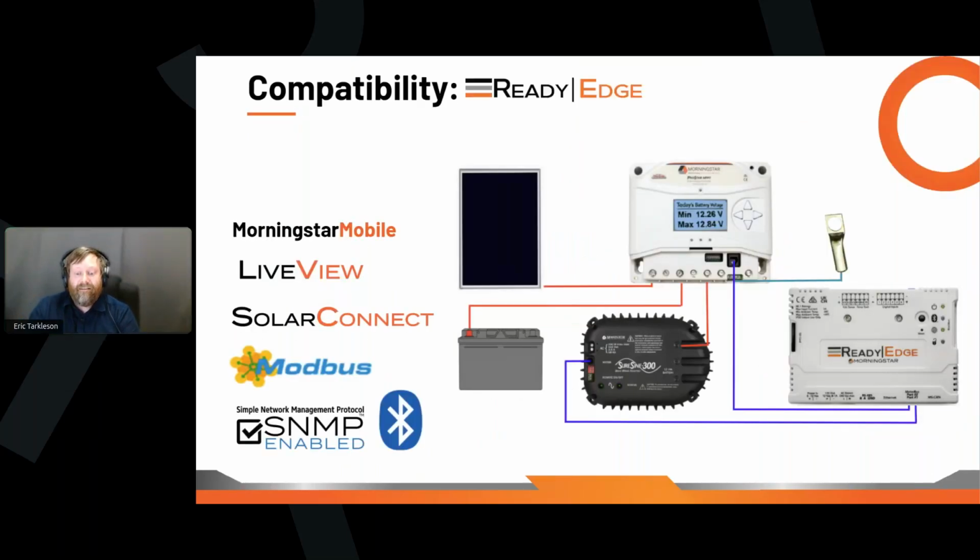And then LiveView and the Morningstar mobile app is also served through our ReadyEdge. You can see here in the bottom corner the ReadyEdge, and using a RJ11 cable through what we call meter bus, you can connect to our devices, and you are bringing the brains and the functionality that's in the GenStar to our other devices, such as the ProStar. I'll show you a full feature compatibility list next.